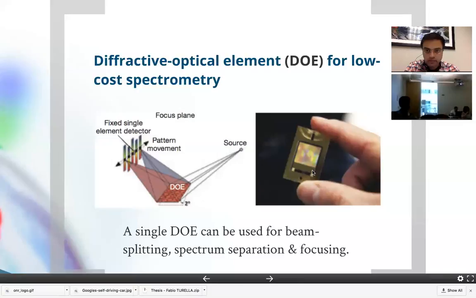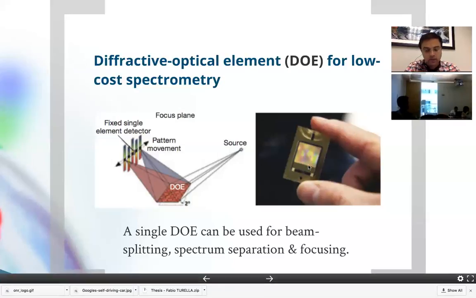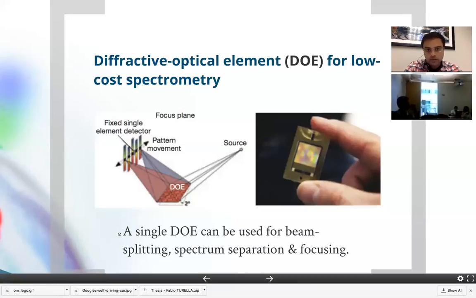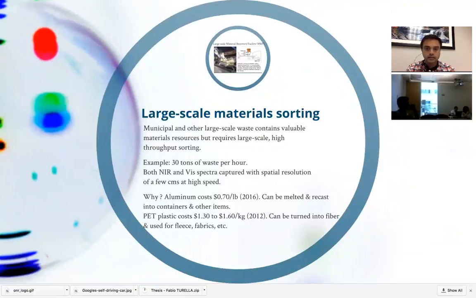As an example, a photograph of one of these diffractive optical elements. They're fairly complicated, but the idea is that you make a master device and then you stamp them out like a DVD. So they can be very cheap. In fact, this particular device was fabricated by one of the early companies in Europe that used to make DVDs. Right now, the manufacturing is moved to Asia, but that's the idea. So it's an example of an innovation. A single DOE can be used for beam splitting, spectrum separation, and focusing. So it's pretty interesting.